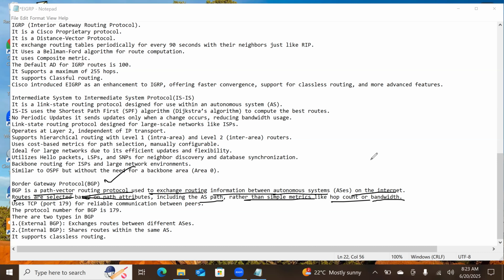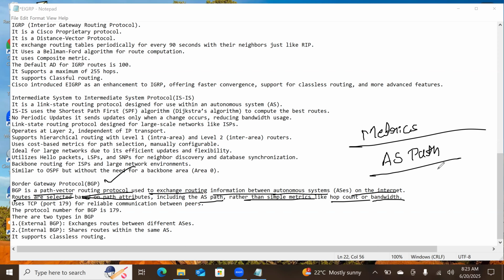The metric of BGP? We have a lot of metrics here, 12 metrics in BGP, but the main metric it uses is the AS path, the autonomous system path. Whenever the router gives its routing table, with that it will give the AS path, the autonomous system number, saying: this is my autonomous system, please keep it with my router, that will be very helpful to reach me later.